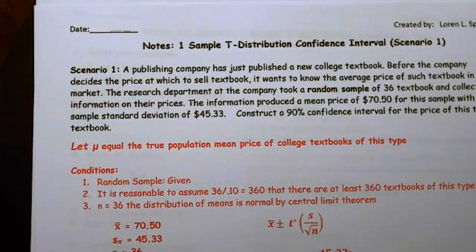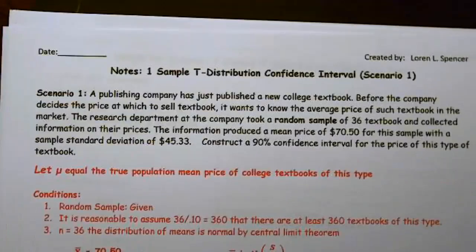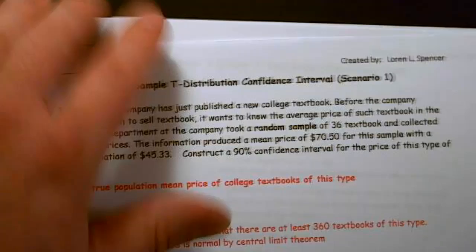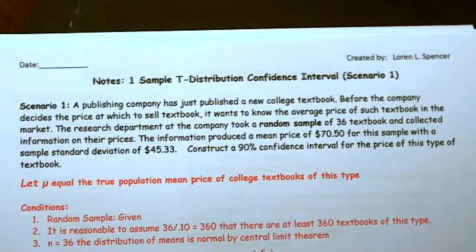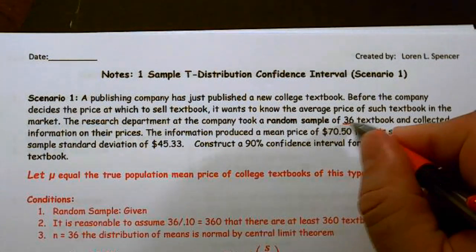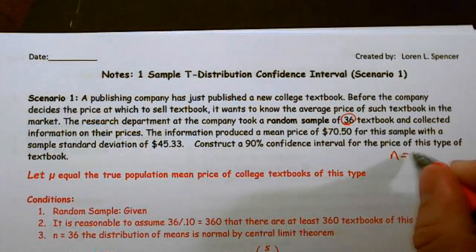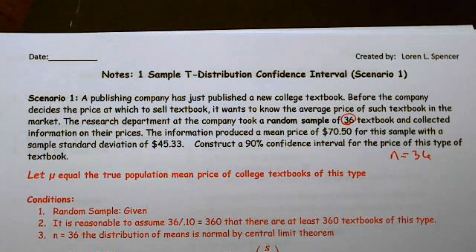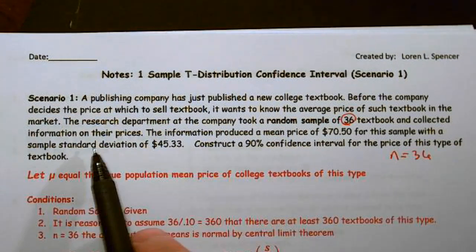All right, so here we go. We're going to run through our first scenario. A publishing company has just published a new college textbook. Before the company decides the price at which to sell the textbook, it wants to know the average price of such textbooks in the market. The research department at the company took a random sample, so we have an n right here of 36. So n is 36. And they collected information on the prices.